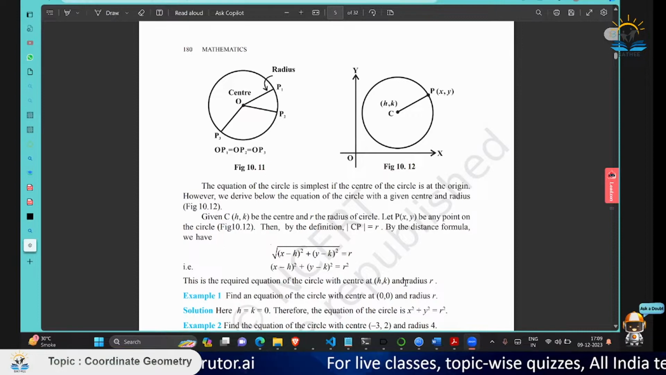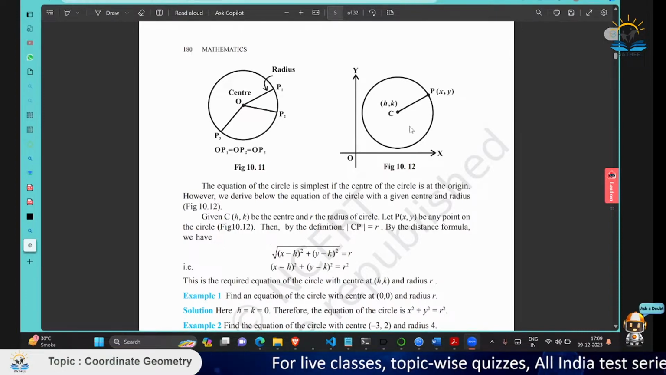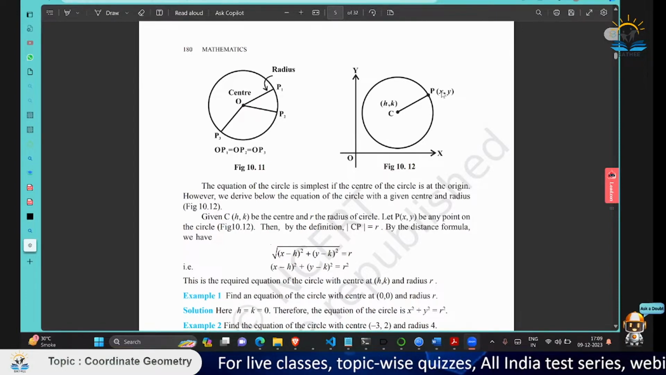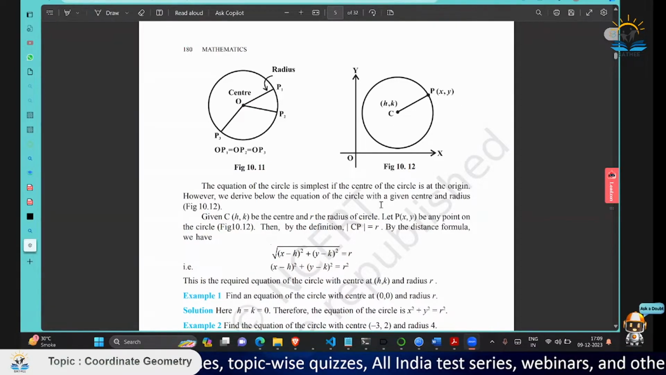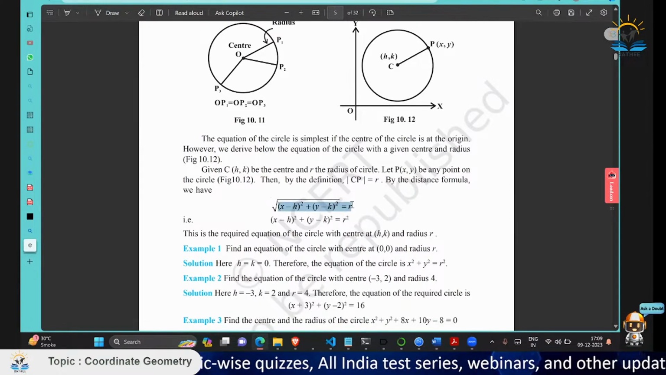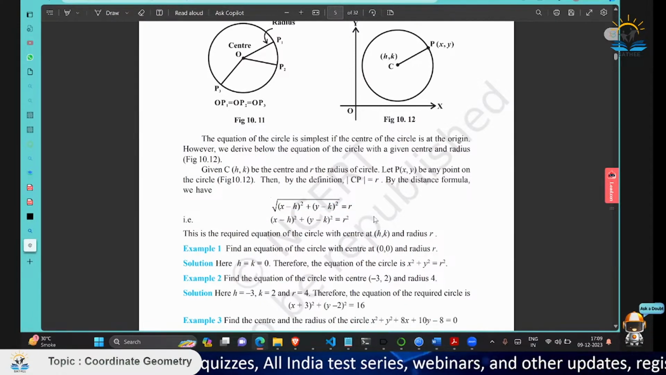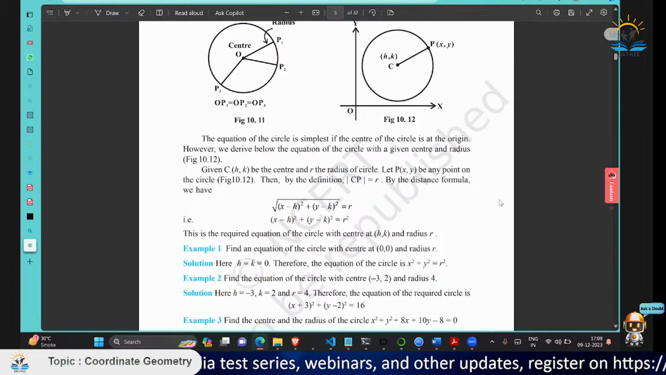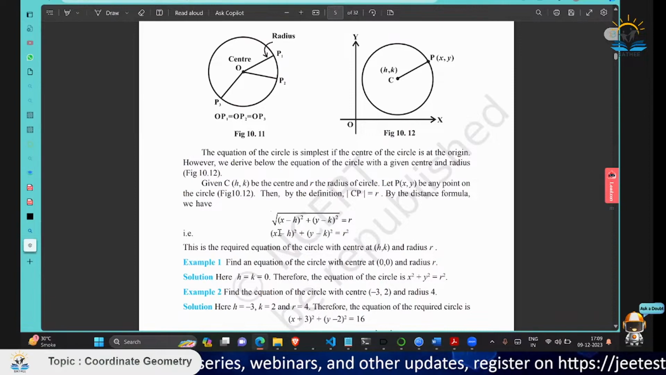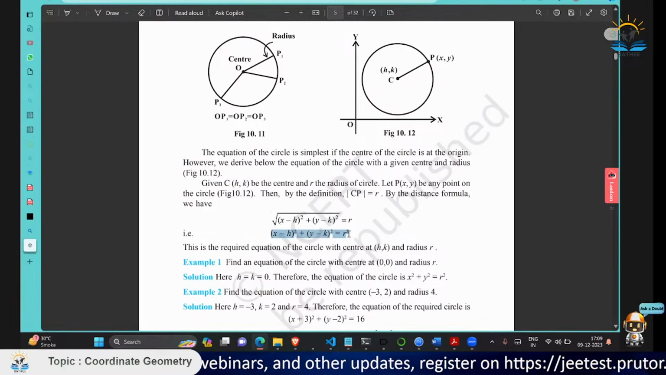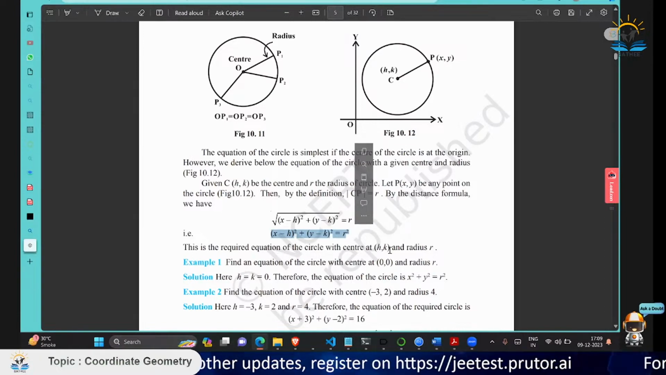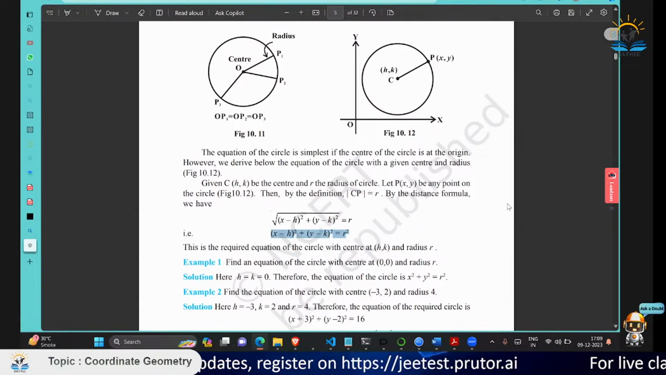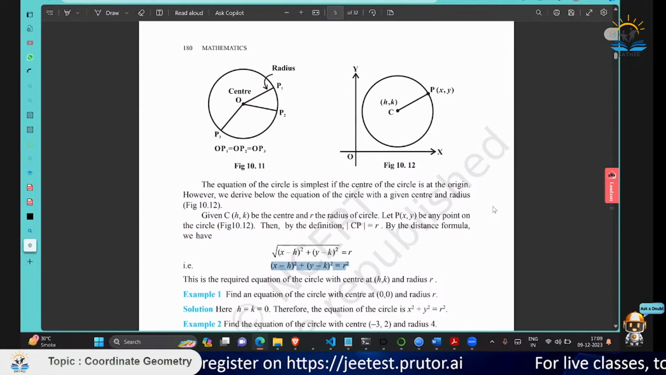So we can equate all the distances to r. By the distance formula, root of (x minus h) whole square plus (y minus k) whole square is equal to r, right? And taking square on both the sides, we get (x minus h) whole square plus (y minus k) whole square is equal to r square. So this is the equation for a circle with center h comma k and radius r. This is the general equation which you can use anywhere, given the center and radius.